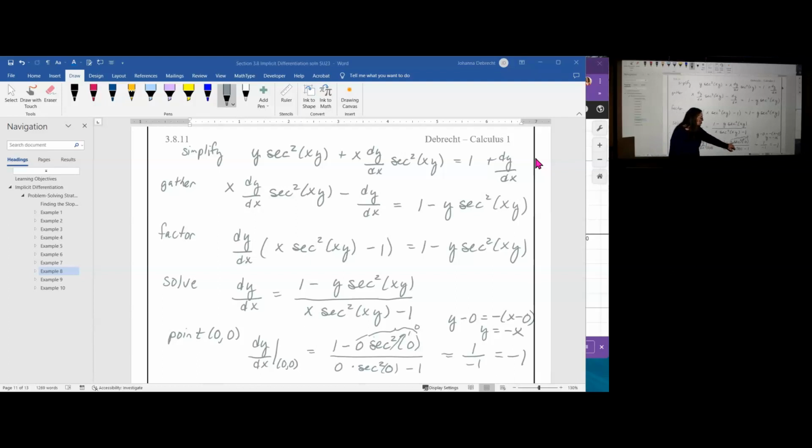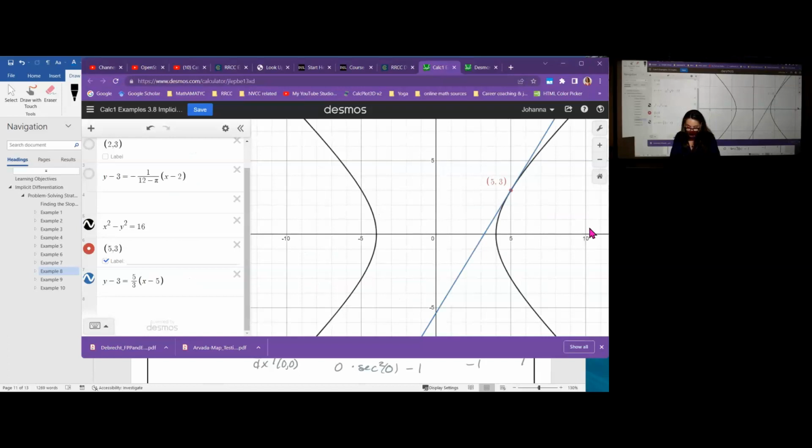However, it's multiplied by a 0 in both cases, so those terms 0 out. And we're left with 1 divided by negative 1, which gives us a slope of -1. Using point slope and simplifying, we get the tangent line to be y equals -x. Let's now look over here and see if we can find this particular one.